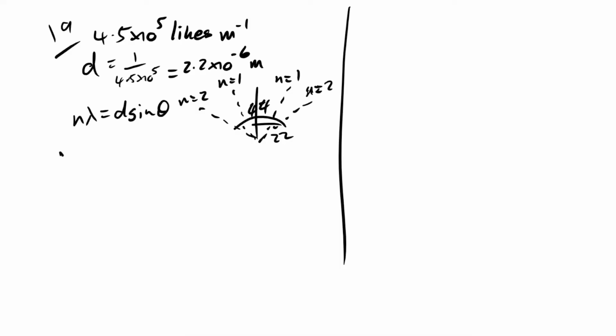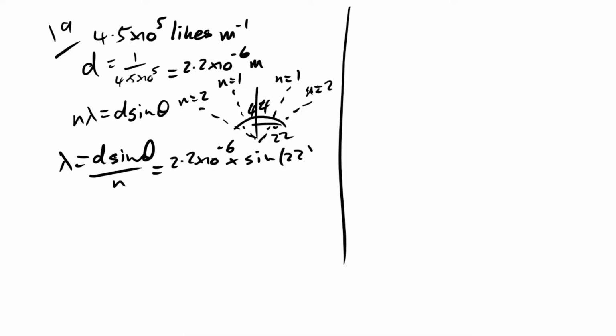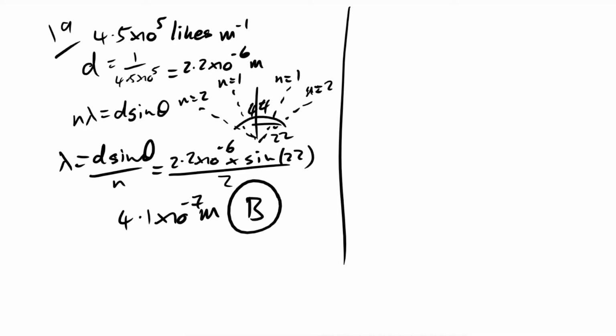So we're looking for lambda, so lambda is equal to d sine theta divided by, and so that's going to be 2.2 times 10 to the minus 6 times sine of 22 divided by 2. So I guess I can just call that 1.1 times 10 to the minus 6 times sine 22. And we end up with 4.1 times 10 to the minus 7 meters. So I can see the answer is going to be B.